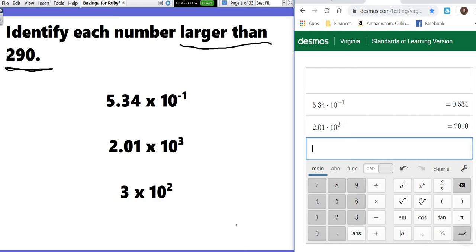2.01 times 10 to the third power. And then the last one is 3 times 10 raised to the second power. Did I do that right? Yes, I did. And that gives you 300.